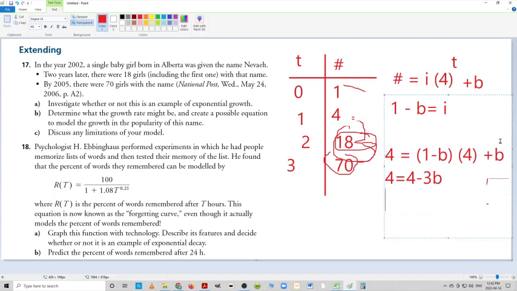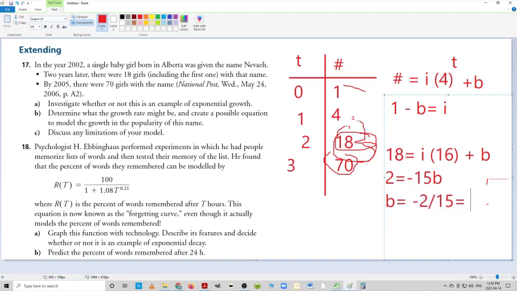Well, let's keep going, because the only accurate number I really have is the 18. So I'm going to do 18 is equal to I, which I don't know, but it's 4 to the power of 2, which is 16, plus a mysterious B. Well, I do know I up above is 1 minus B, and it's going to be equal to 16 plus B. So that's 16 minus 16B plus B, which is minus 15B. So that means minus 15B is equal to 2, which means that B is equal to negative 2 over 15, which is roughly negative 1 over 7.5.